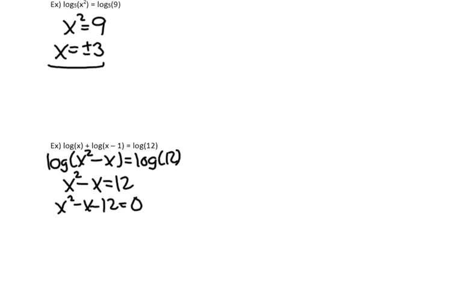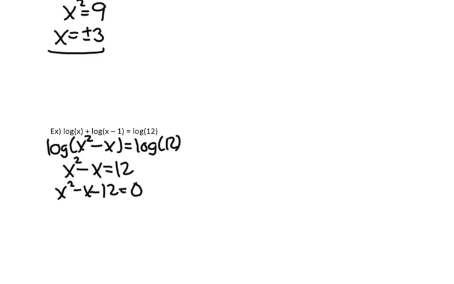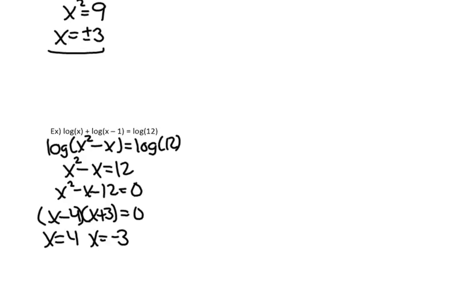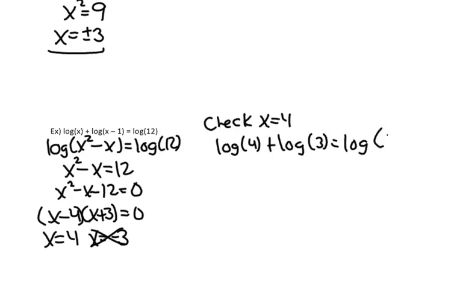Now I can factor this. There are factors of negative 12 that add up to be negative 1. That is negative 4 and positive 3. Okay. You can set each factor equal to 0, so we know x equal to 4 and x equal to negative 3. So again, negative 3 is not going to work because log of negative 3 doesn't exist. Okay. But let's check x equal to 4. Remember, you can combine logs here by multiplying. So we can tell very quickly that log 12 equals log 12.